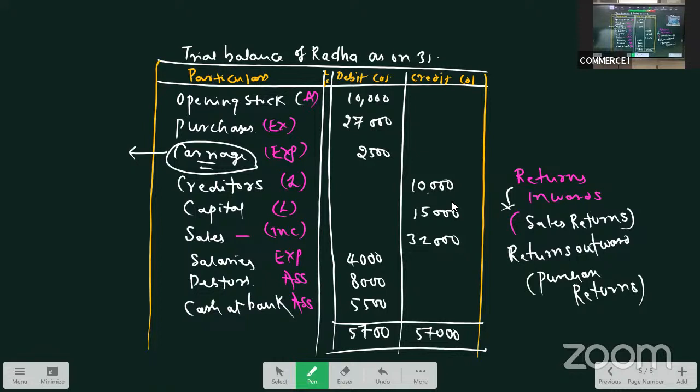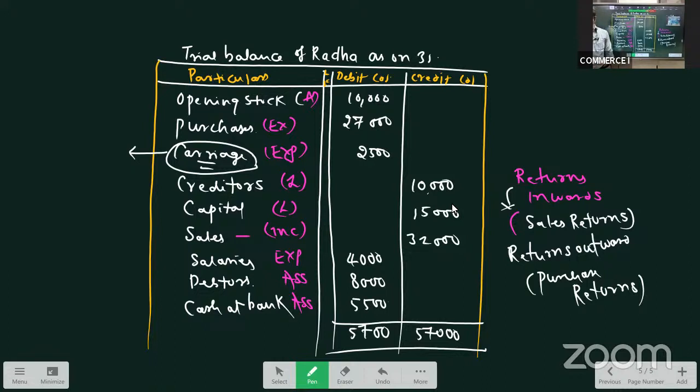Then question number 19. Prepare trial balance of Anji Reddy from the following: transport, expense, capital, liability, sales, salaries, expense, cash at bank, asset, bank overdraft. Bank overdraft is a liability. Sales, income, debtors, asset. Okay.